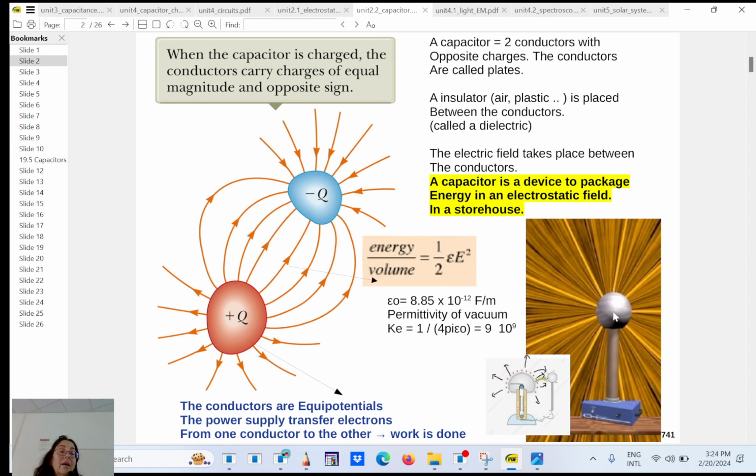So even if you have a Van de Graaff generator, you can think of that as a capacitor because it's holding charge. So that will be your plus Q. Where is your minus Q? That will be the ground. That will be very far away. So a Van de Graaff generator is a capacitor, but it's not a parallel plate capacitor.